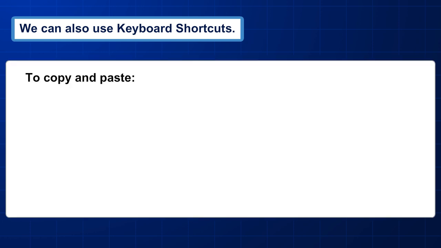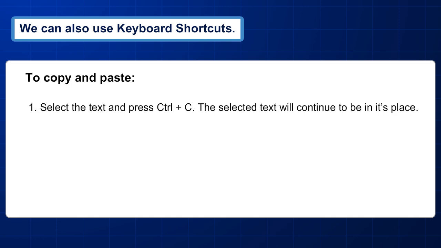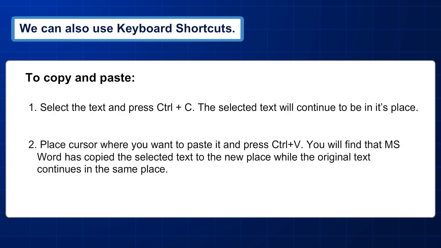To copy and paste: 1. Select the text and press Ctrl plus C. The selected text will continue to be in its place. 2. Place the cursor where you want to paste it and press Ctrl plus V. You will find that MS Word has copied the selected text to the new place, while the original text continues in the same place.